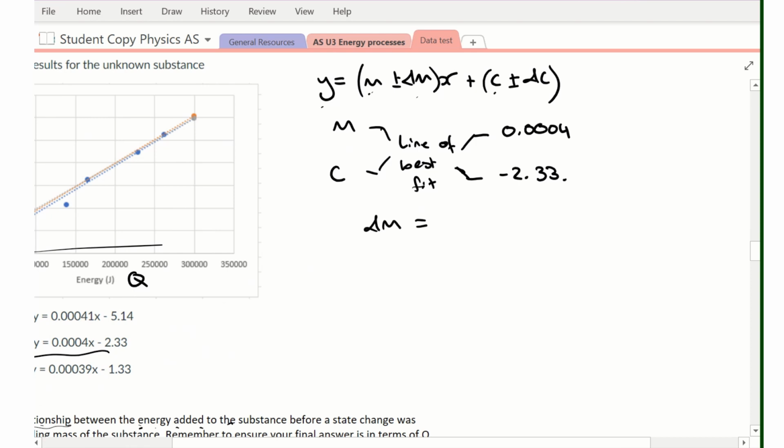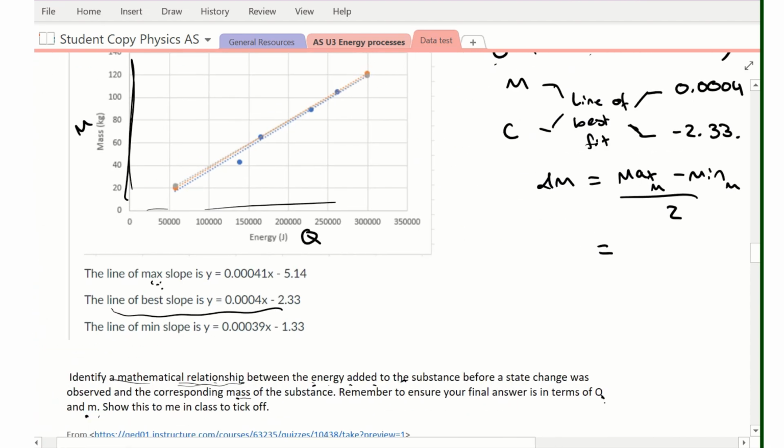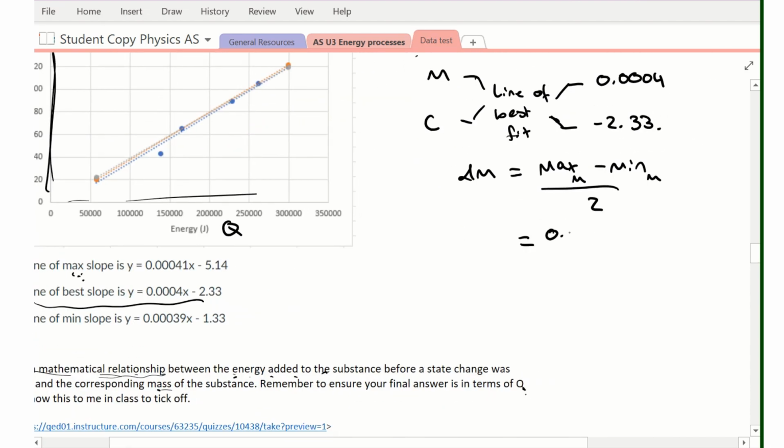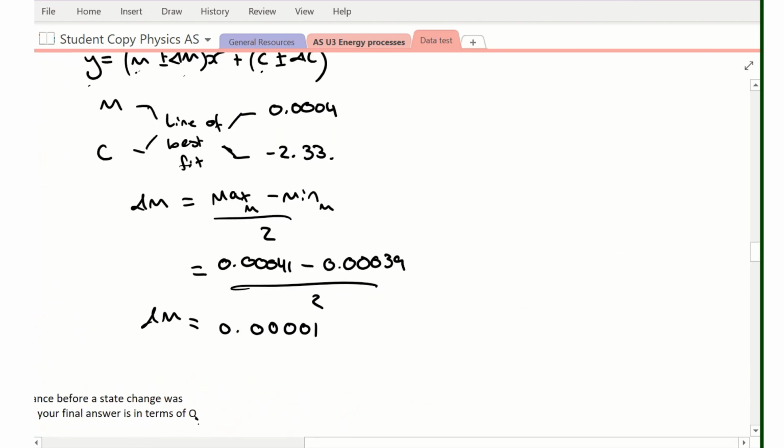Delta M, absolute uncertainty. That's max take min divided by 2. Now I'm going to make this more specific to say it's the max gradient and the minimum gradient. So our max gradient, that comes from the line of max slope. So our maximum gradient is 0.00041. Our minimum down the bottom, min slope, 0.00039 and divided by 2. And that's going to give us an answer of 0.00001. So that's delta M. Not too hard.